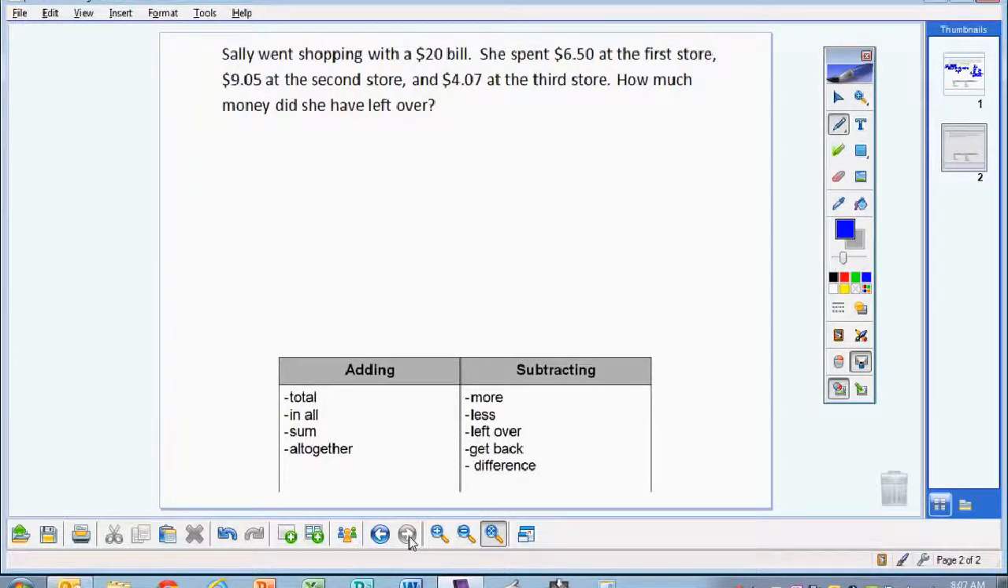Sally went shopping with a $20 bill. She spent $6.50 at the first store, $9.05 at the second store, and $4.07 at the third store. How much money did she have left over? Take a second to see if you can figure out what operation we are using. I see we have the clue word here, leftover, and leftover clues me in on subtraction. So, take a second or pause the video to set up your number sentence and see if mine matches.